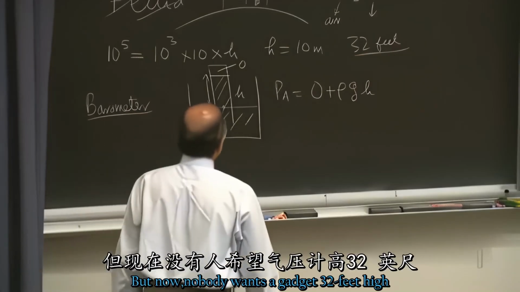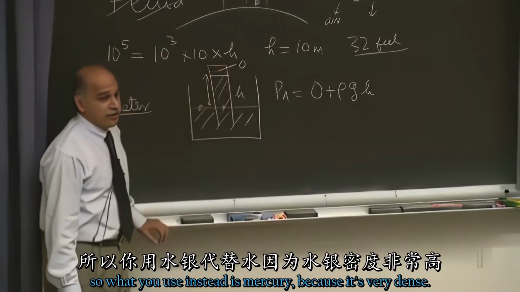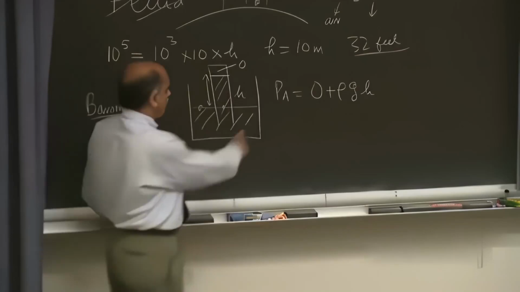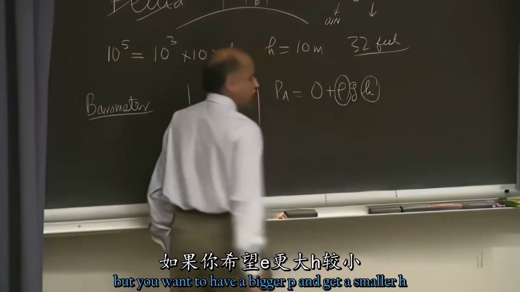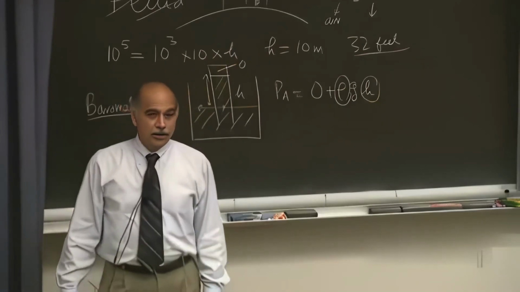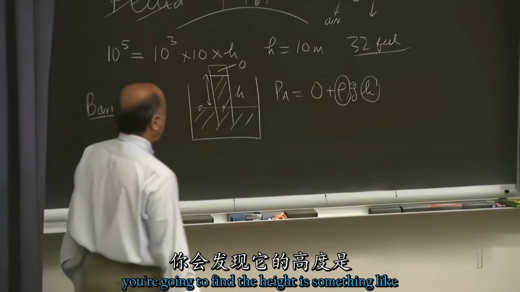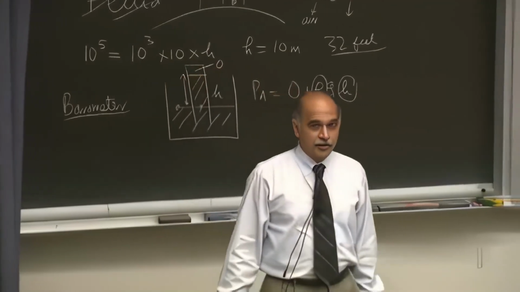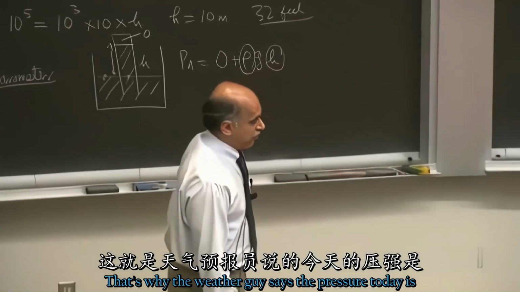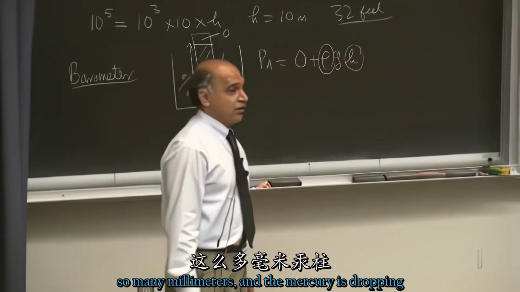But now nobody wants a gadget 32 feet high, so what you use instead is mercury, because it's very dense. So you want to get the same atmospheric pressure, but you want to have a bigger rho and get a smaller h. If you look up a book and find the density of mercury, you're going to find the height is something like, I don't know, 750, 780 millimeters. That's why the weather guy says the pressure today is so many millimeters. And the mercury is dropping.